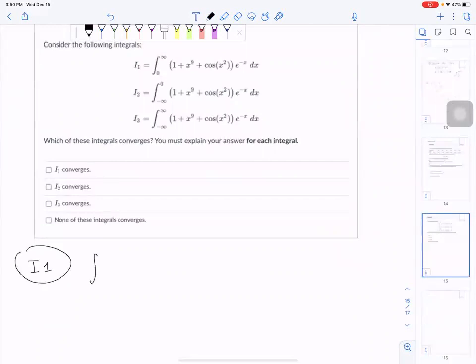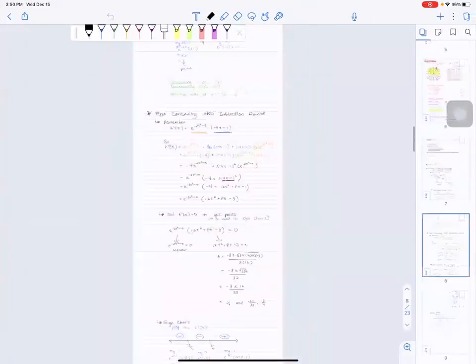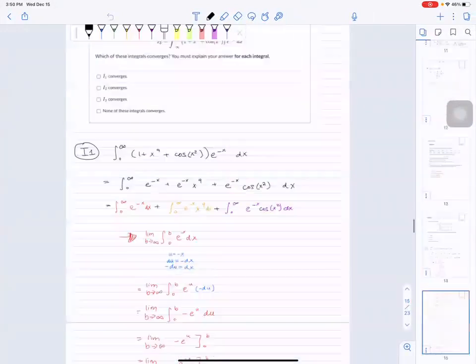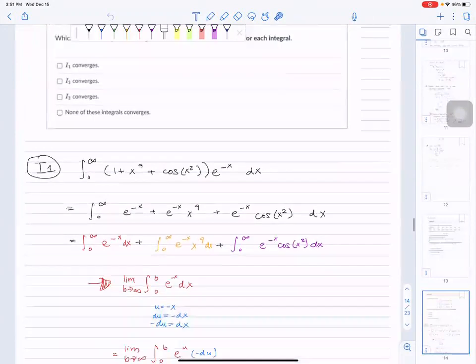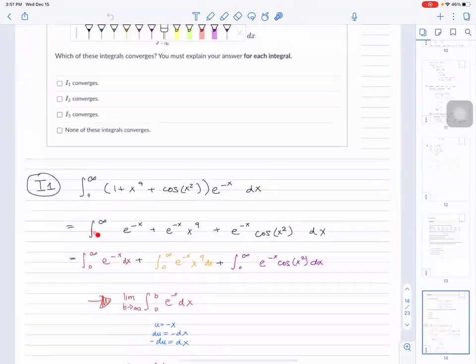You could do it by, so we have this very, very long integral. Let me show my solution so I don't have to keep writing this. First I distributed it so that it's simplified out. And then because it's a function plus a function plus a function, I take the integral of each of those functions, which I colored in red, orange, and purple.